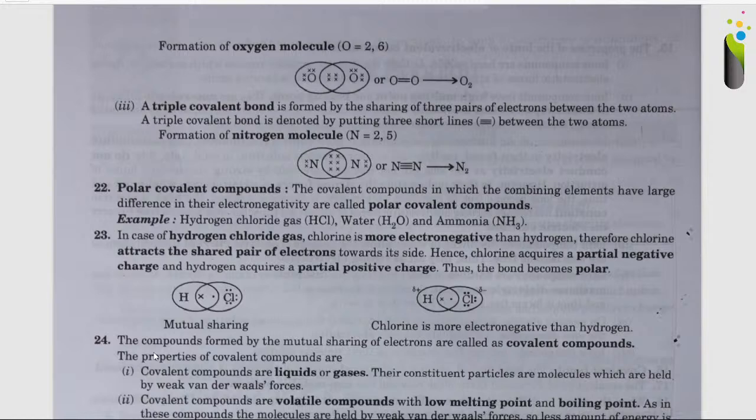So this oxygen with 2 electrons in need combines with another oxygen which also needs 2 electrons to complete it, right? So what happens here is two pairs of electrons are shared between the two atoms. So we write it as O double bond O, that is O2. I hope you've understood it.